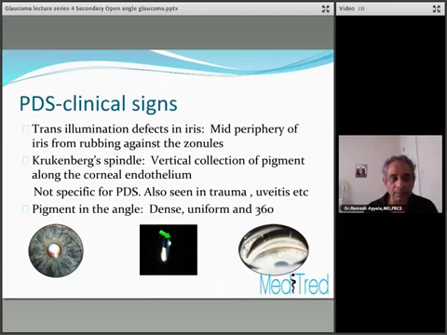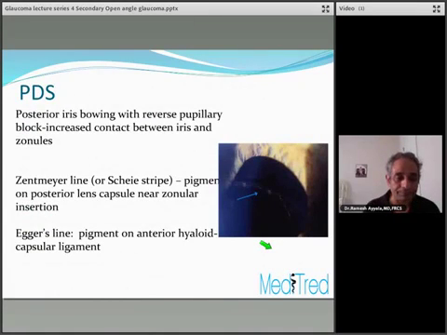But this Krukenberg spindle is not specific for pigment dispersion syndrome alone. It can be seen in other disorders such as trauma, uveitis, etc. And of course, pigment in angle, which is what this slide picture is supposed to be showing. It's dense, uniform, and 360 degrees. Unlike the patchy pigmentation that you notice in patients with pseudoexfoliation.